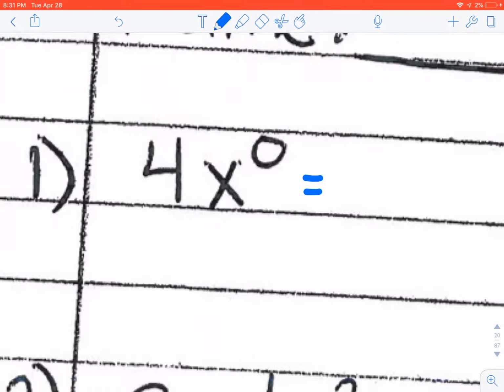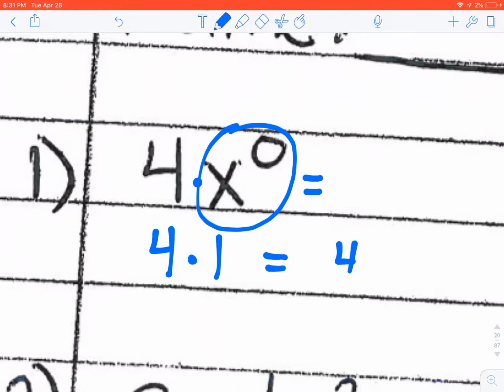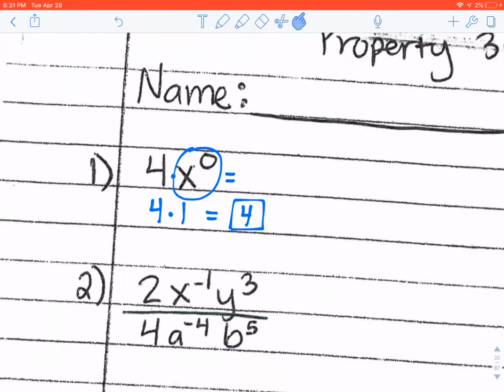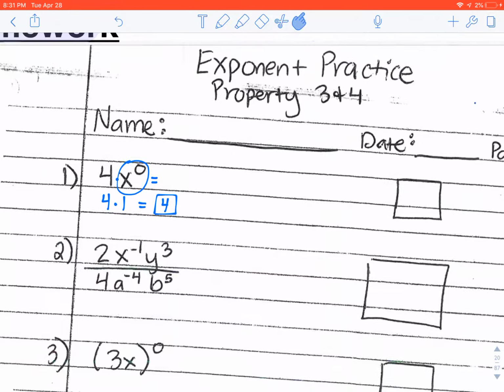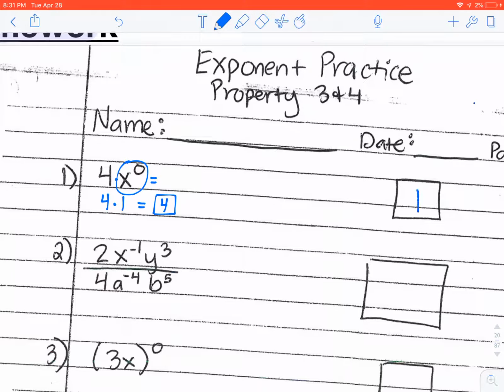Okay, so number 1 on the assignment is 4 times x to the 0. Just the x to the 0 turns to 1. So this problem is just 4 times 1, which is 4. Some of you on your assignments change that whole thing to 1. Again, remember, it is just whatever's raised to the 0 power that changes to 1. There's still a coefficient of 4 in front.